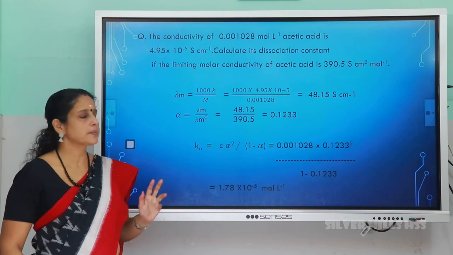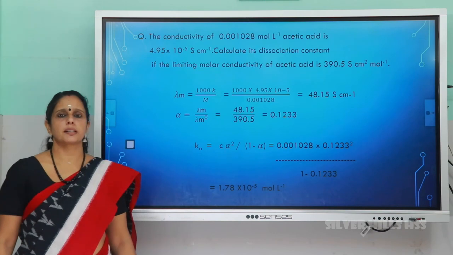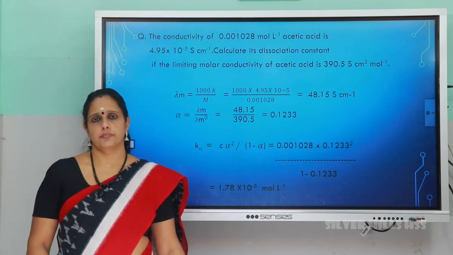These two problems are very important. So, today we discussed the concept of molar conductivity.